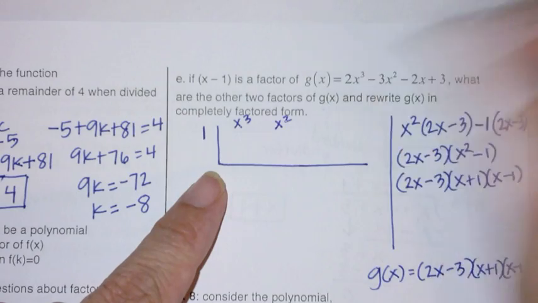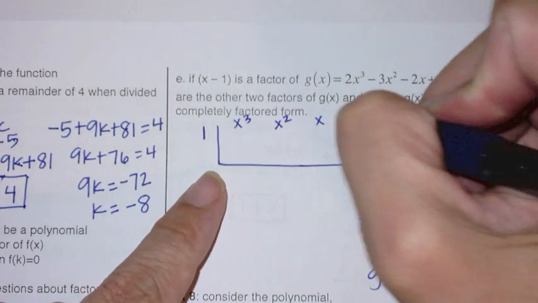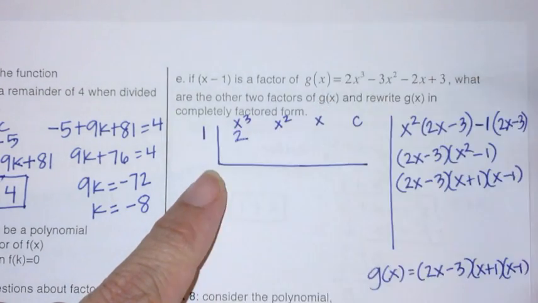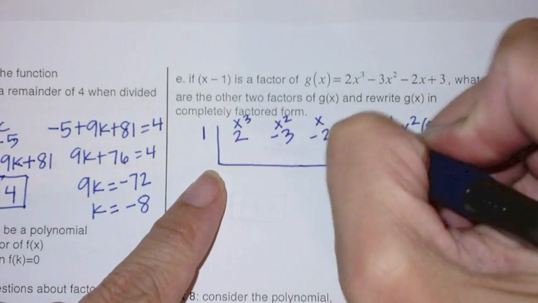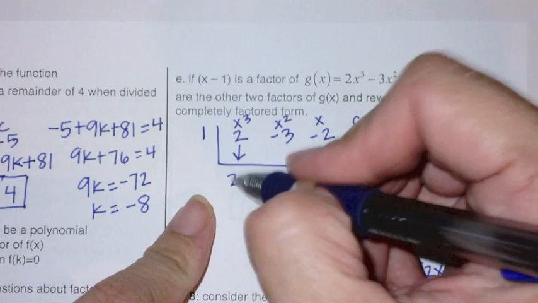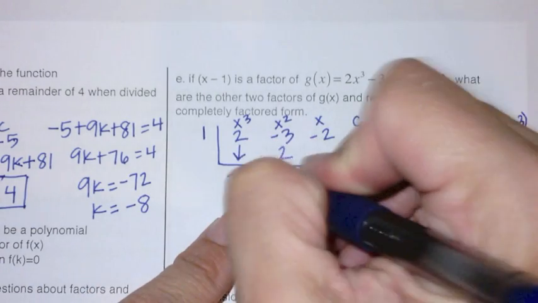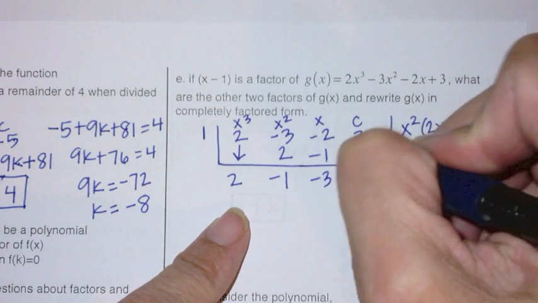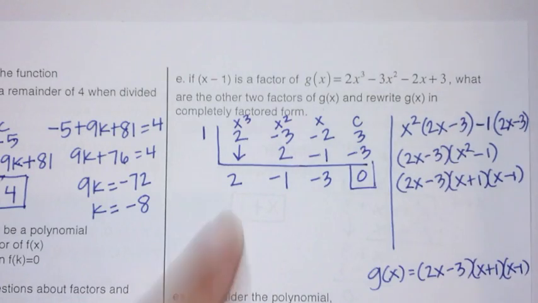So the highest power of x is 3, so I'm setting myself up so that I don't forget any of my placeholders. This one doesn't have placeholders because they're all numbers. I'm going to bring down the 2. 1 times 2 is 2, that's negative 1, that's negative 1, that's negative 3, that's negative 3, and that's 0.